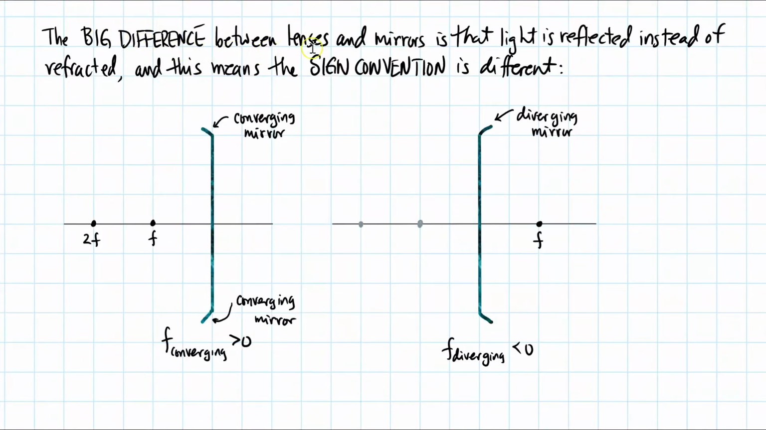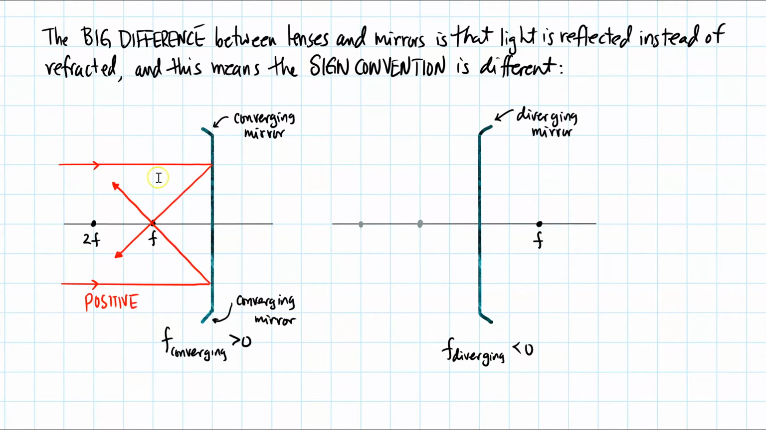The big difference between lenses and mirrors is that light is reflected instead of refracted, and this means the sign convention has to change. When I set up a converging mirror, the way this is bent indicates that. We know that converging mirrors have a positive focal point, whereas diverging mirrors are bent the opposite direction, and we know that their focal length must be negative. So the focal point defines what's positive and negative.